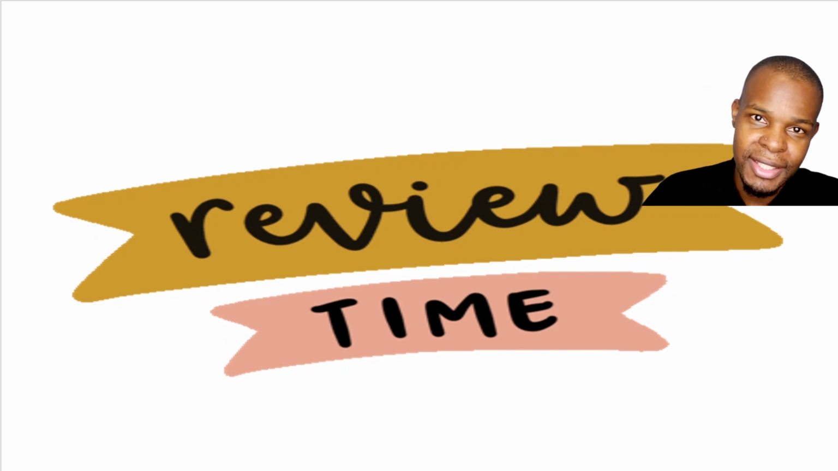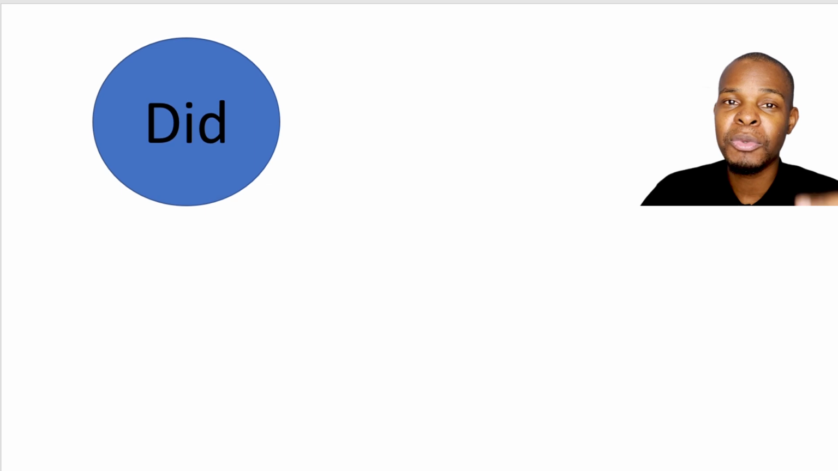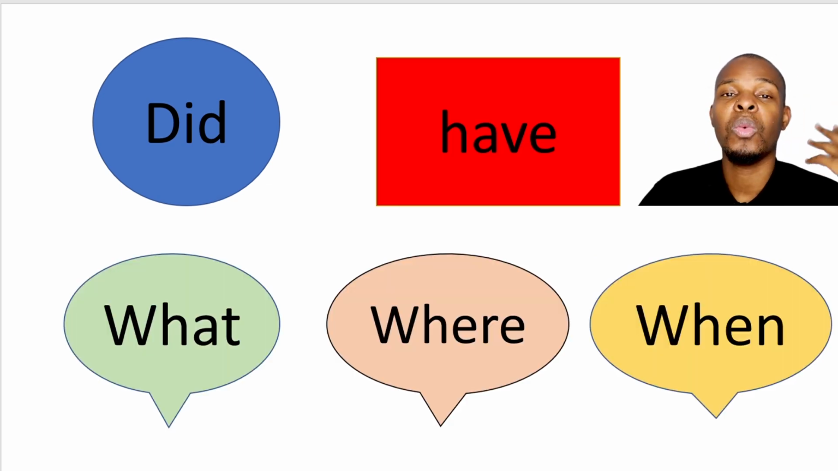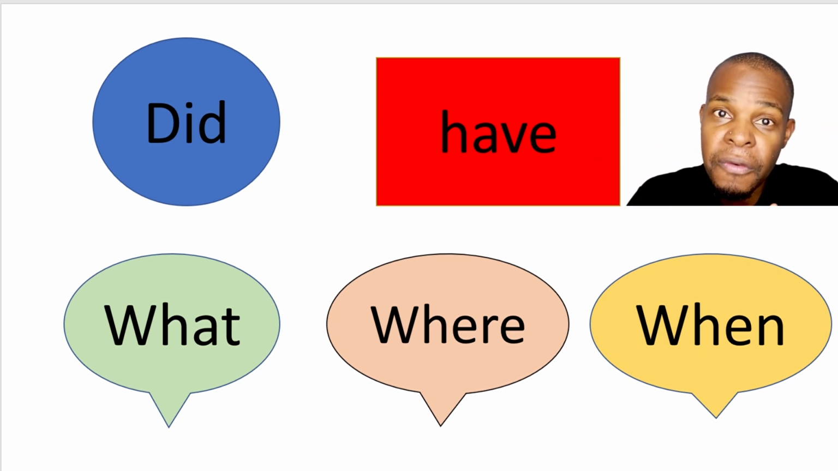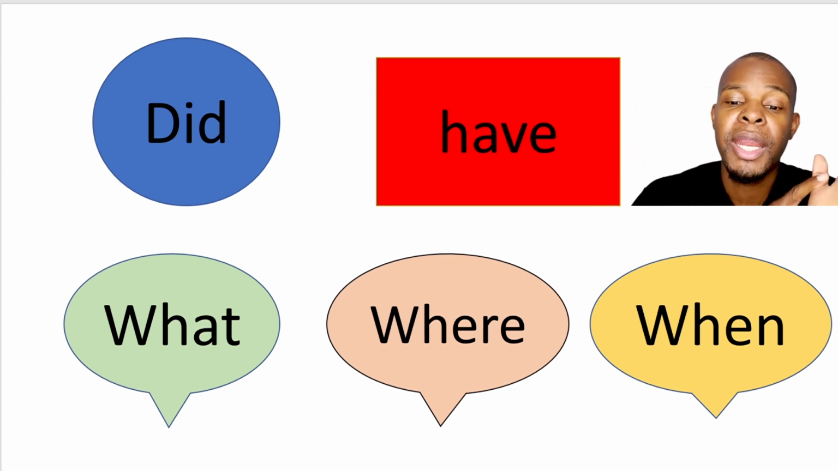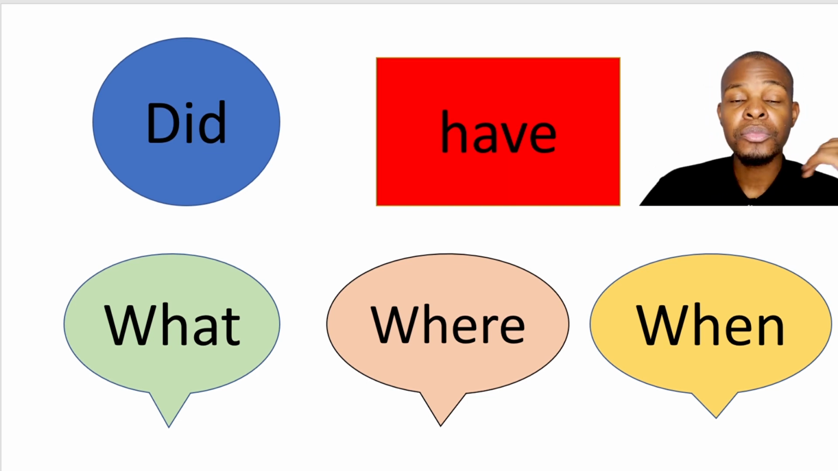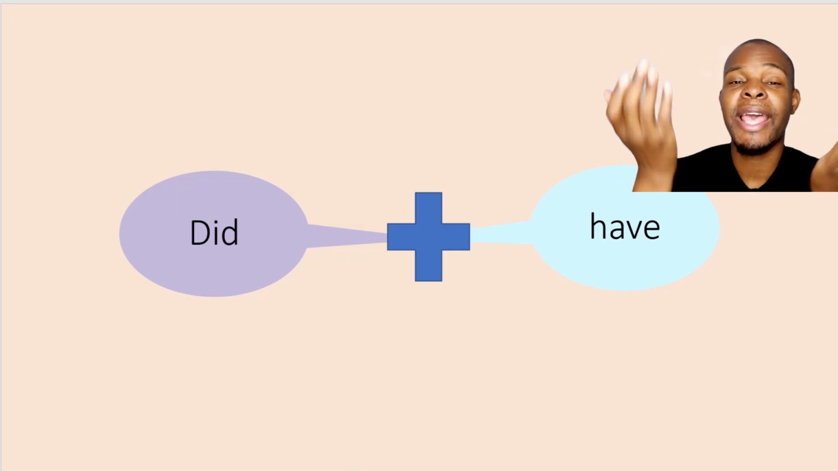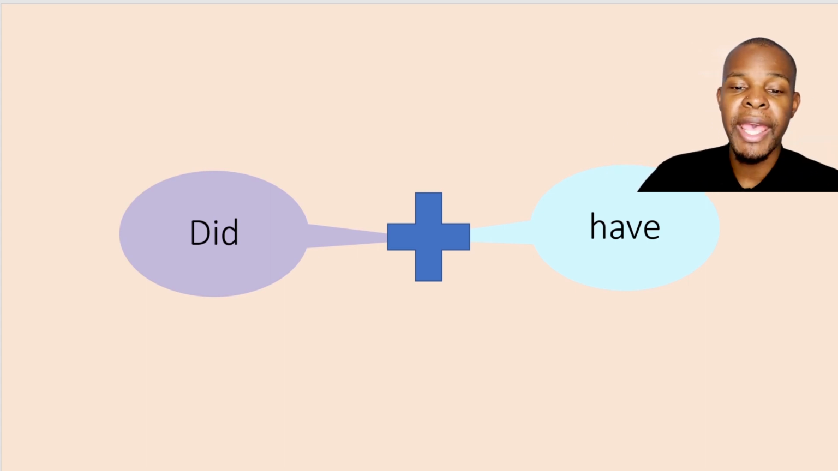So yesterday on Wednesday we talked about did, have, what, where, and when, and we made sentences using all of these. So let's look at how we made sentences. We used did and have, and we put them together.